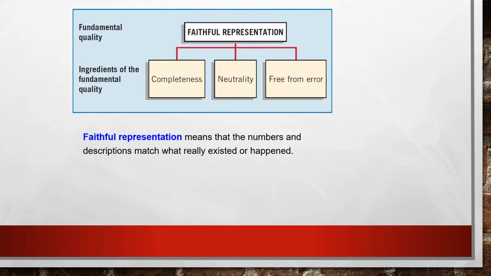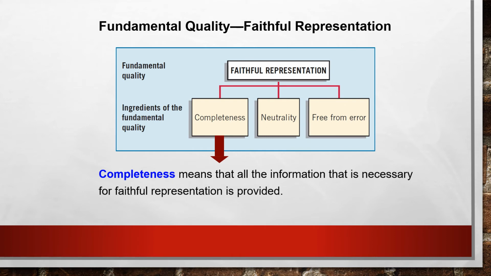Faithful representation means that the numbers and descriptions match what really existed or happened. Okay, so there are three ingredients of the fundamental quality. So we have completeness, neutrality, and free from error. Okay, so on the first stop, completeness means that all the information that is necessary for faithful representation is provided. So if it is a transaction of sale, the amount is given. Okay, the customer is there.